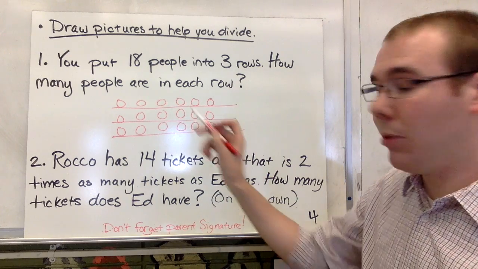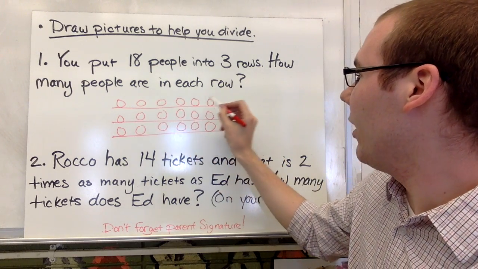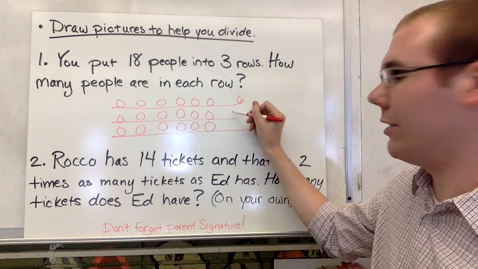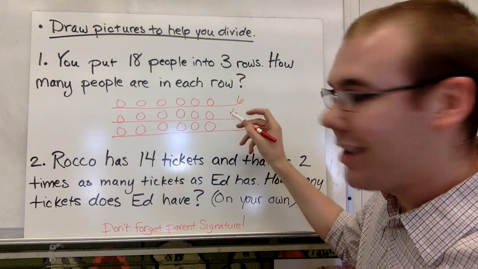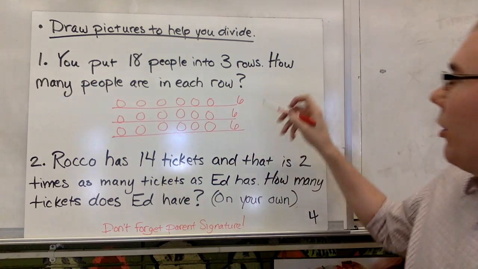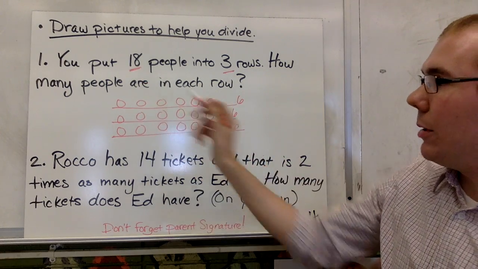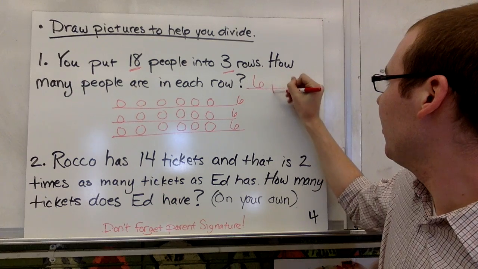Okay, I have 18 people on 3 rows. Let's count them out. 1, 2, 3, 4, 5, 6. There's 6 on this row. 1, 2, 3, 4, 5, 6. 6 more on this row. 1, 2, 3, 4, 5, 6. And we have 6 more on this row. So, if you put 18 people on 3 rows, how many people are on each row? The answer is 6 people.